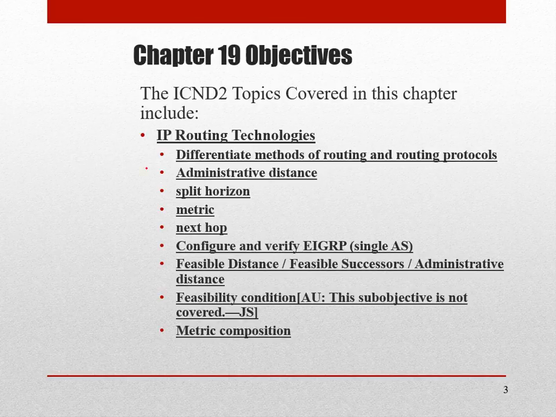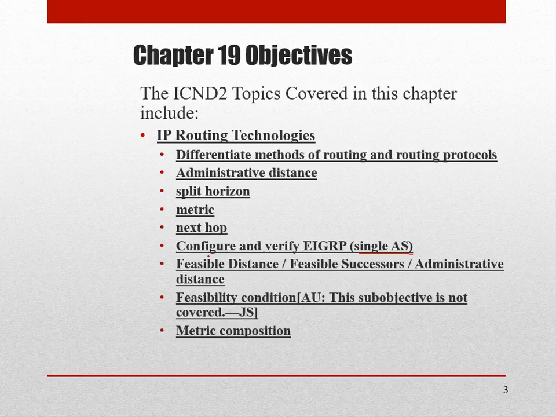Okay, so the objectives for this one: IP routing, differentiate methods of routing and routing protocols, administrative distance, and there's going to be two things in here. We're going to have administrative distance and then reported distance, or active distance, I think that they call it. They got some really kind of weird terms for EIGRP. And we're going to configure and verify as a single autonomous system.